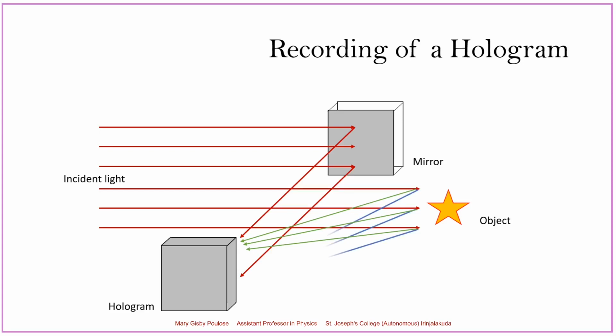Now, here we should take notice that each point from the object is recorded across the whole photographic medium or hologram. So each point from the object is recorded to each point on the hologram. So there will be a one to many correspondence. Many regions on the hologram can contain the data about a single point on the object.